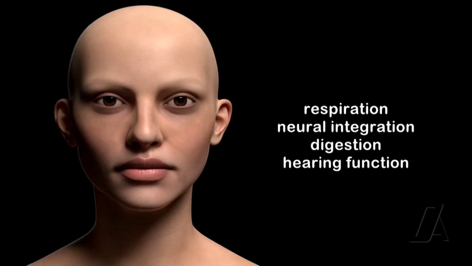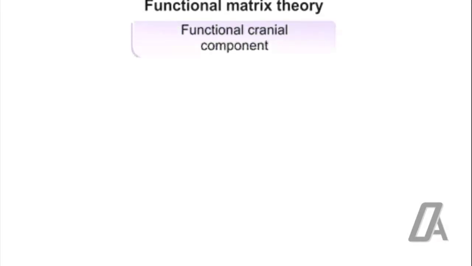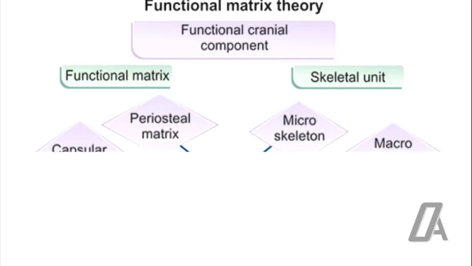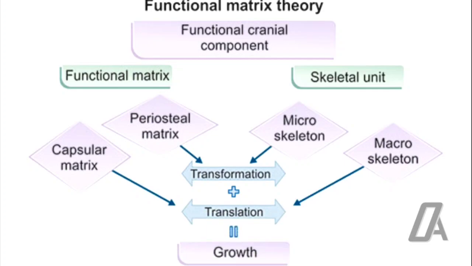The tissues and spaces together, which are responsible for a single function, are called functional cranial component. Functional cranial component is divided into two components, the functional matrix and the skeletal unit. The totality of the soft tissues associated with a single function is termed as the functional matrix. There are two distinct types of functional matrices, the periosteal matrix and the capsular matrix.